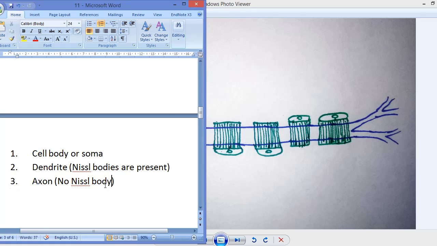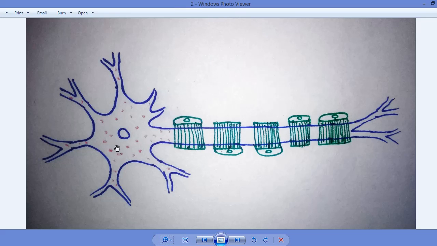Nissl was the name of the scientist who discovered this body, and this Nissl body represents the ribosomes, which are scattered throughout the cell body and dendrites. So if the dendrite and the axon have the same length, then you can differentiate between the axon and dendrite by the presence of what? By the presence of Nissl bodies.